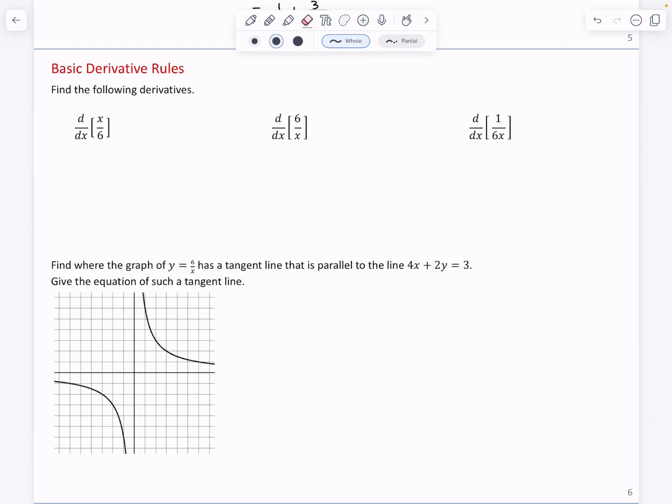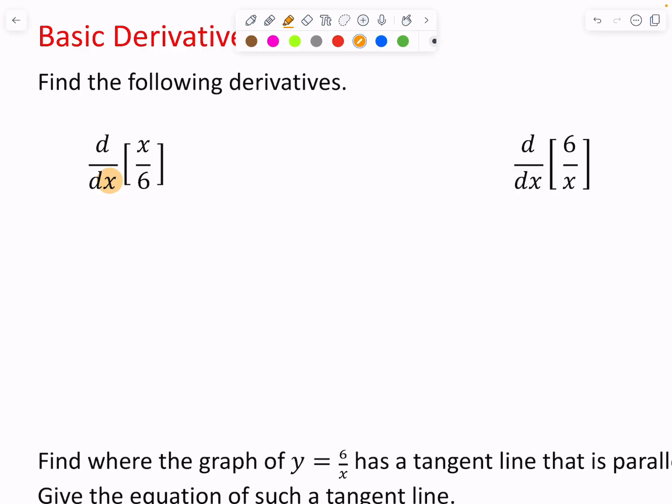Find the following derivatives. There are 3 quick derivatives up top. X is the independent variable. When you're dividing by a constant, the best way to think about this is to pull that division by 6 and interpret it as a 1/6 times an x. This is just a linear function with the slope 1/6. The answer will be 1/6.